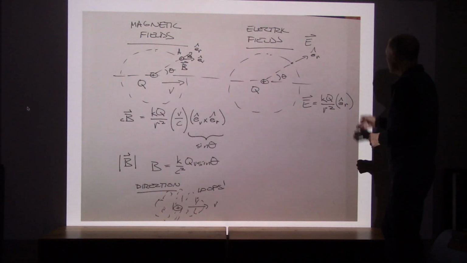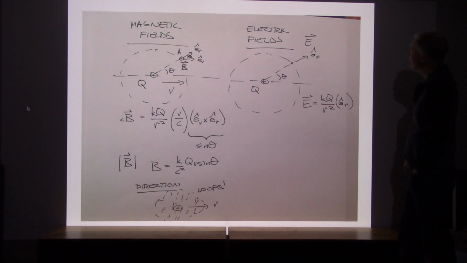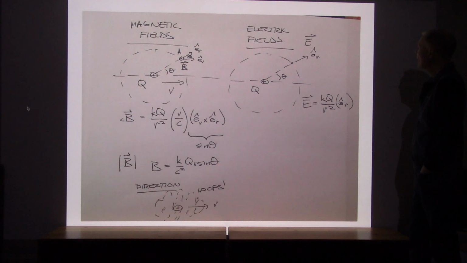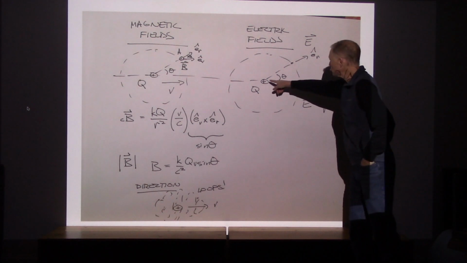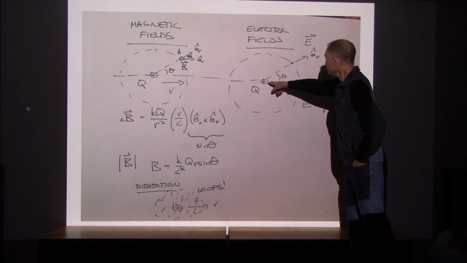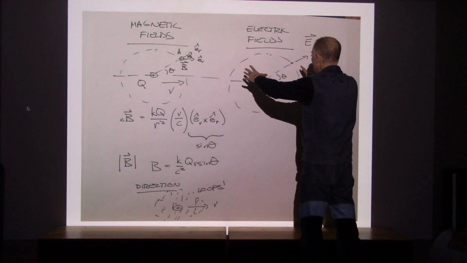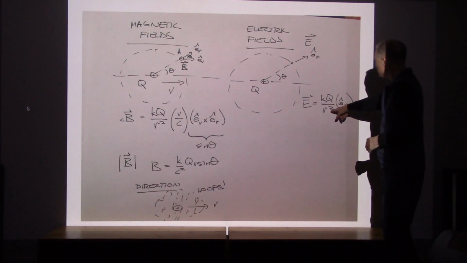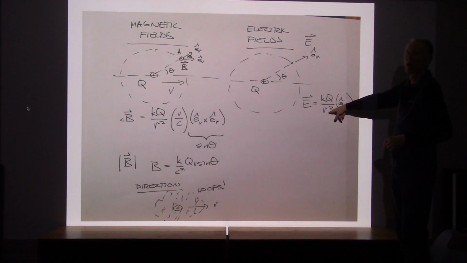If you remember back to chapter 21, we had drawn a standard diagram here. Here is a charge located at some point, and we're coming out some distance, and the distance that we're coming out is given by r.